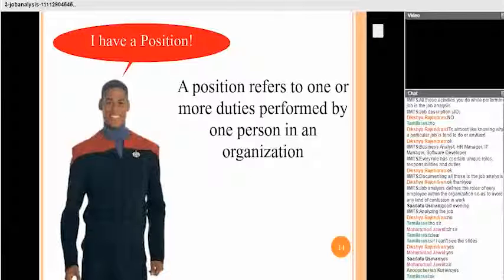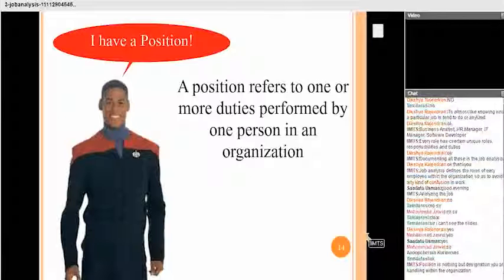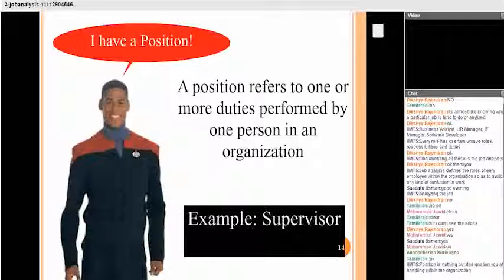Position is nothing but the designation you are handling within the organization. So a position refers to one or more duties performed by one person in an organization. Examples: supervisor, chief manager, deputy general manager, executive vice president. So these are all examples of a position.